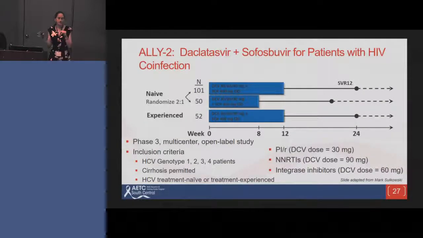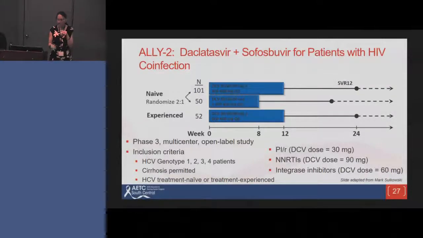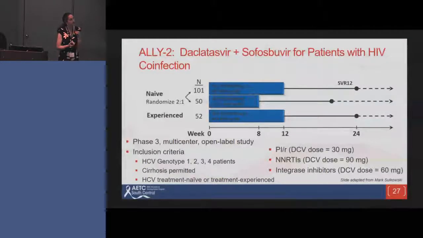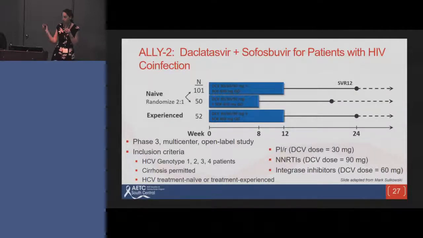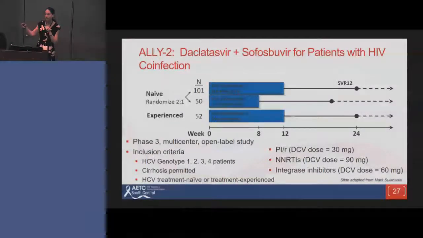Now, the inclusion criteria were pretty broad. Decladisvir actually treats all genotypes, so genotypes 1, 2, 3, and 4. People with cirrhosis were allowed to enroll in the study. I think they ended up being about 20% of people. They were treatment naive or experienced, and they could be on protease inhibitors, non-nucleotide reverse transcriptase inhibitors, or integrase inhibitors. So essentially, any of the antiretrovirals. Now, one interesting part about Decladisvir is even though there are drug interactions, the nice thing about Decladisvir is that the drug can just be dose adjusted based on interactions. It's not prohibited.